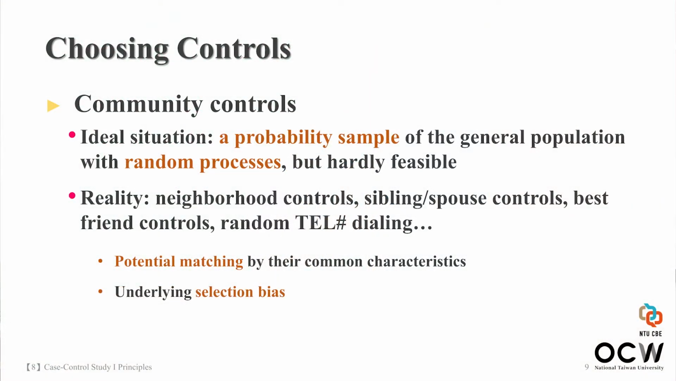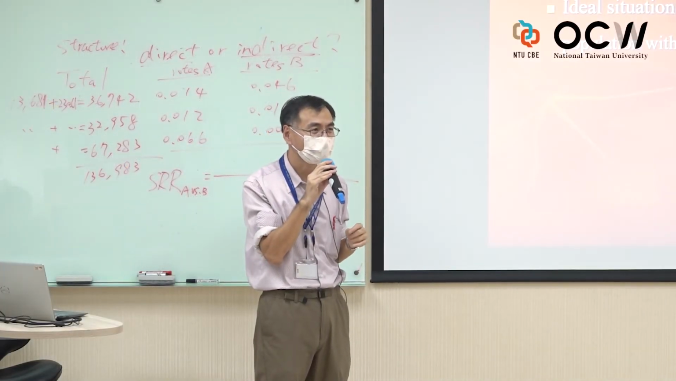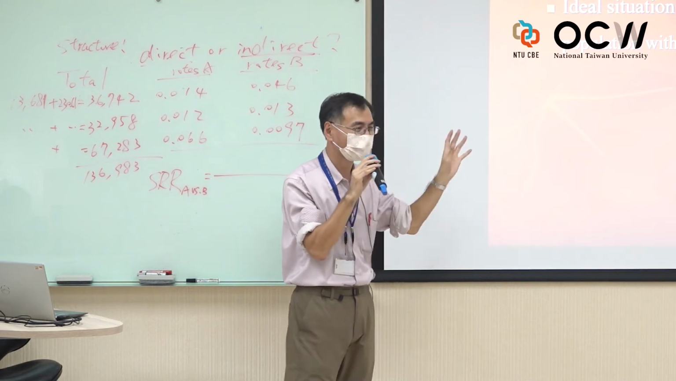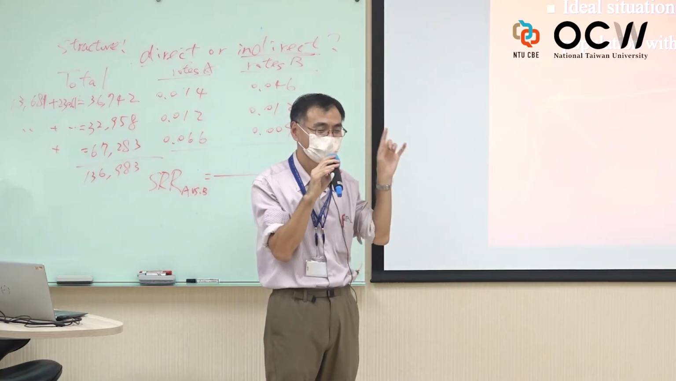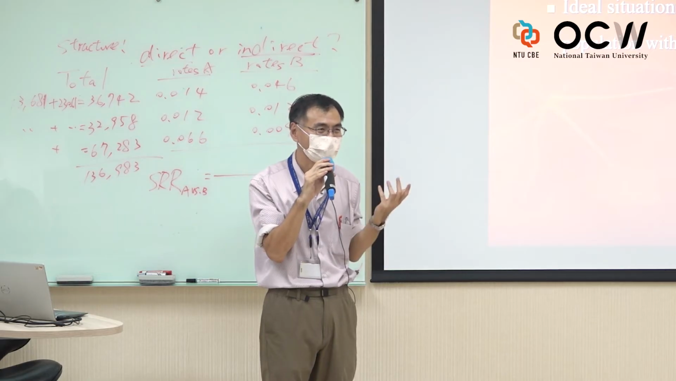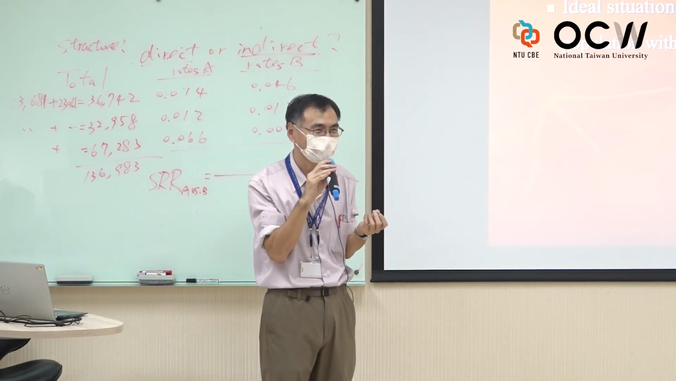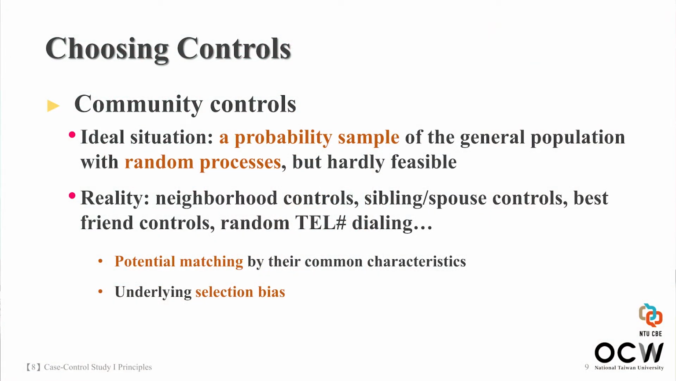But it's hardly feasible. Even if you perform a perfect random sampling by appropriate random processes, it's not necessarily the case that you could identify every single one, right? I use a perfect method to have a sample, but you need to find every single one to do your questionnaire and draw their blood or do the measurement on their body or something, right? But is it possible that you will identify every single one? No one can say that. So it's hardly feasible. In reality, we have no choice but to use things like neighborhood controls.